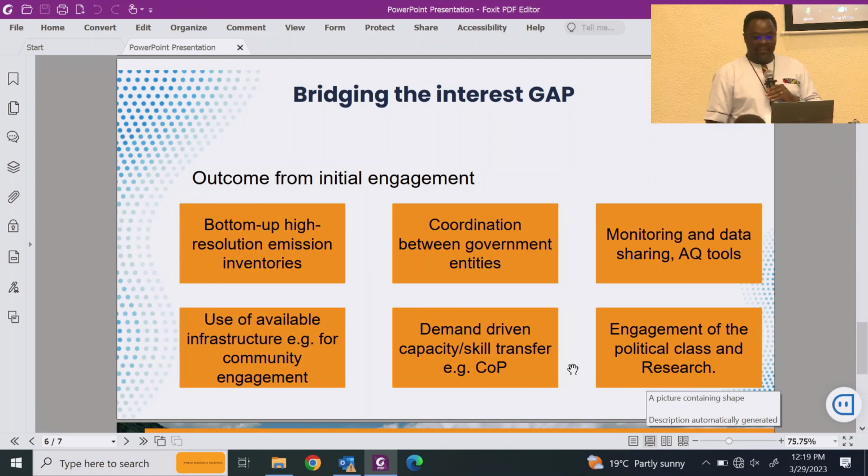You get these ideas when you have open conversation with policymakers over a drink. It really helps.